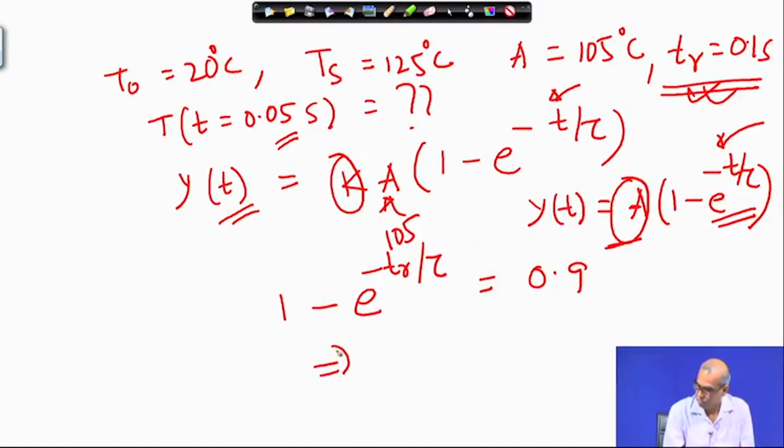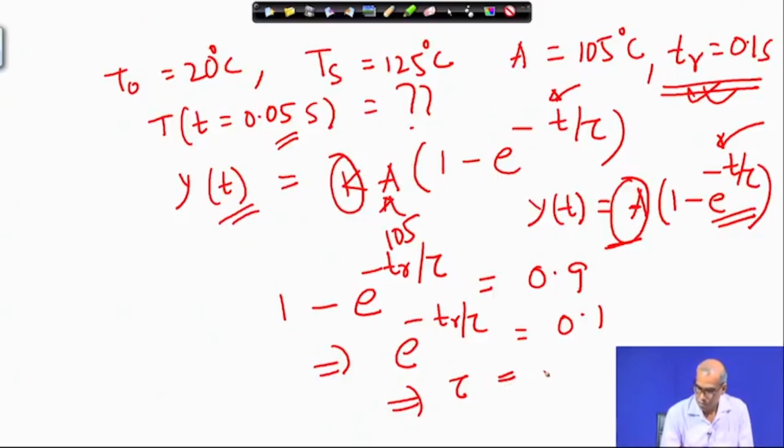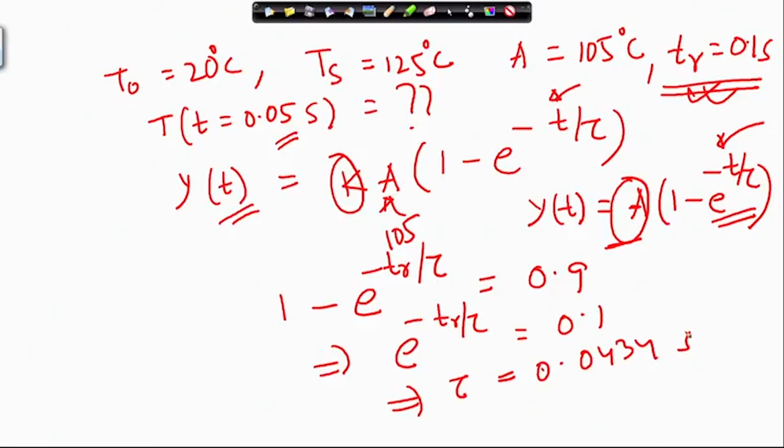In other words, e to the power minus t r by tau will be 0.1, and from here I will get tau as 0.0434 second. Once this is obtained, I will make use of this equation again with a equal to 105, and then can find out the response at 0.05 second.